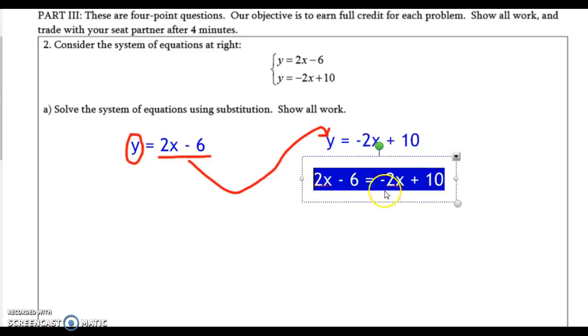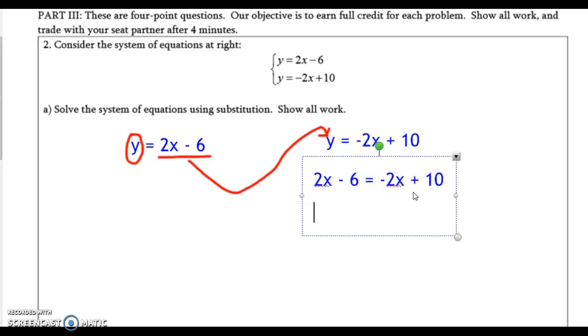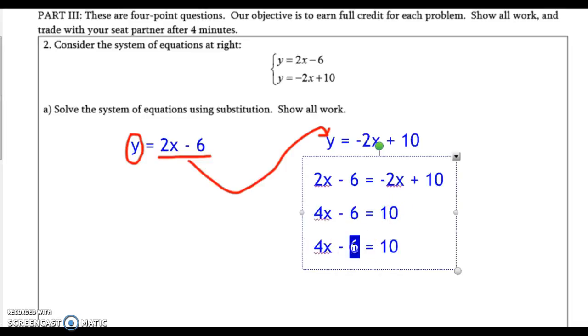Now we're going to do some solving. We need to add the 2x here to both sides. So if I add 2x to both sides, I'll get 4x minus 6 on this side equals, I eliminated this by adding 2x on both sides, so equals 10. Now I'm going to add 6 to both sides. So if I add 6 to both sides, this eliminates, and this becomes 16.